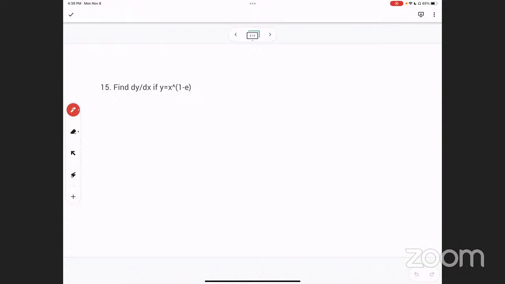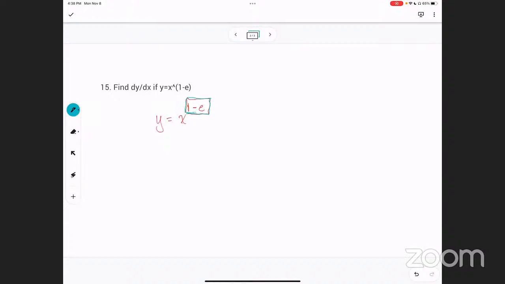Okay. So for page 2, we're saying find dy dx if y equals x to the, all right, is this what the function is? x to the 1 minus e? Yeah. Okay. Well, 1 minus e is just a number. It's not a variable, right? This is just a number up here. You understand? Because e is just like 2.7 something.